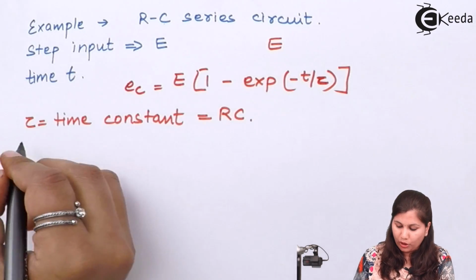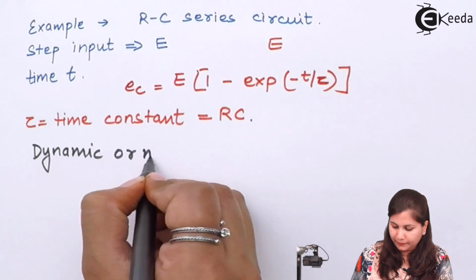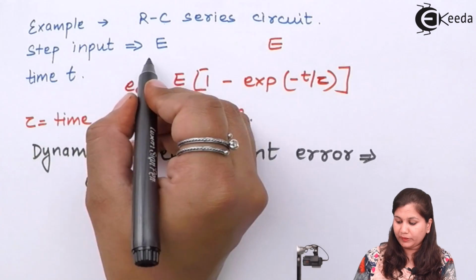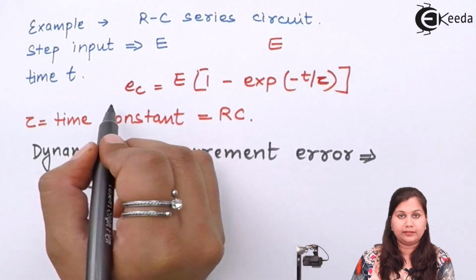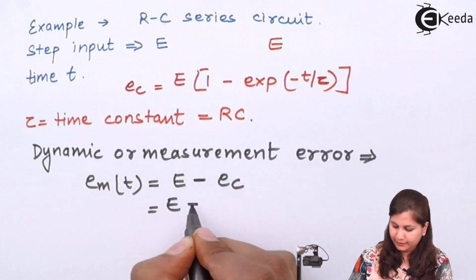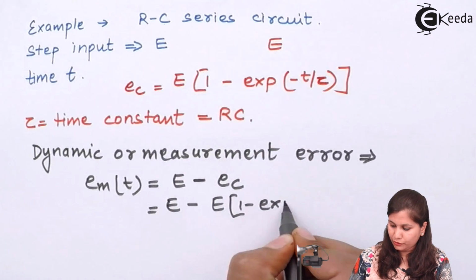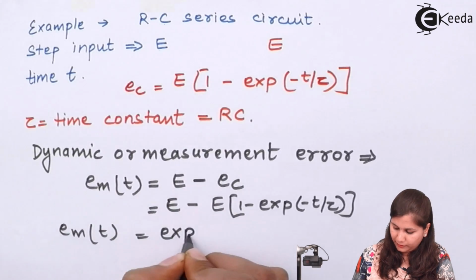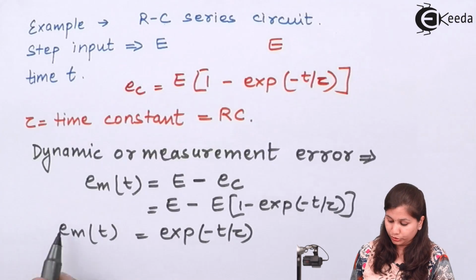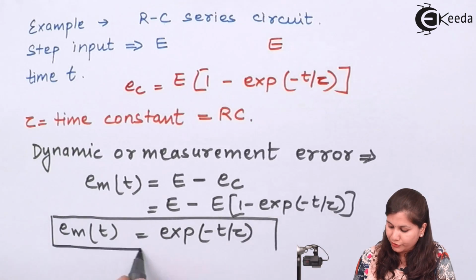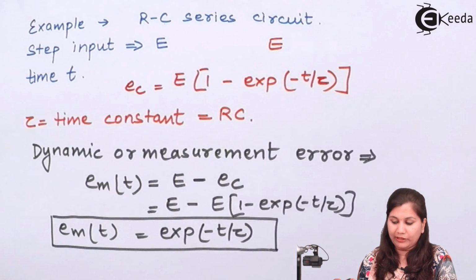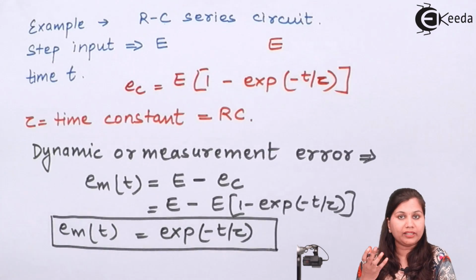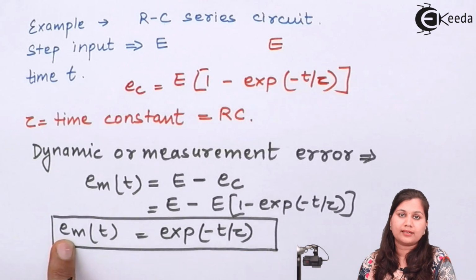So if we calculate the error, which is called the dynamic or the measurement error, EMT, it is the difference between the output, which is E, and this EC. So E minus E times 1 minus exponential of minus t by tau. So we get EMT as E times exponential of minus t by tau. Through this equation you can see that this dynamic error is a function of time, and it is also a function of the time constant. So if we have a small value of time constant, we can reduce this measurement error or the dynamic error.